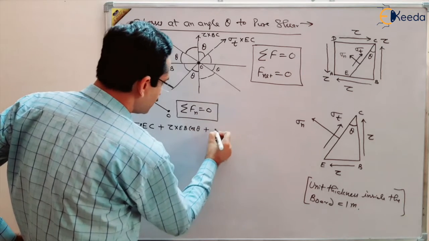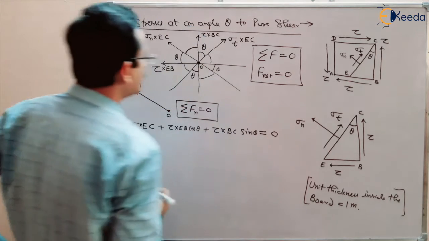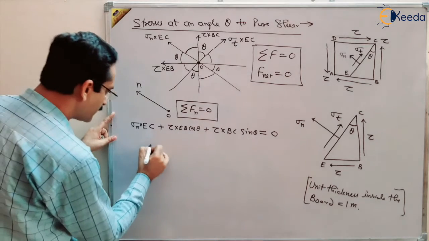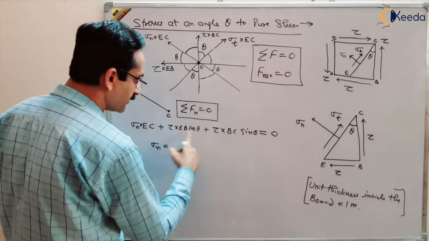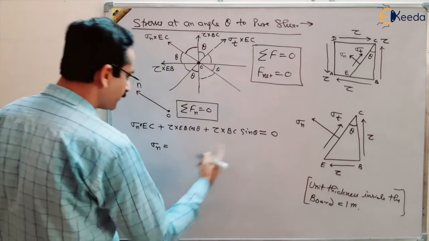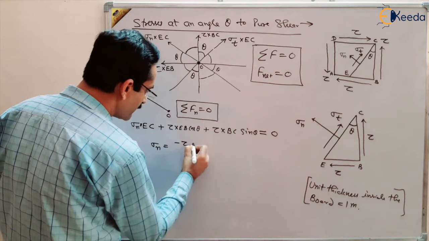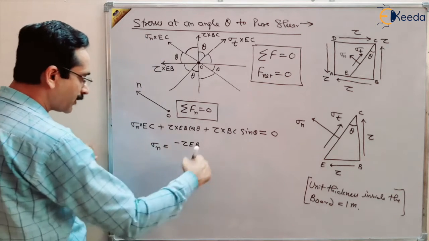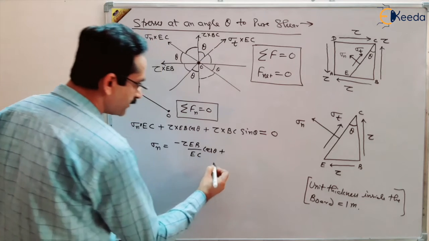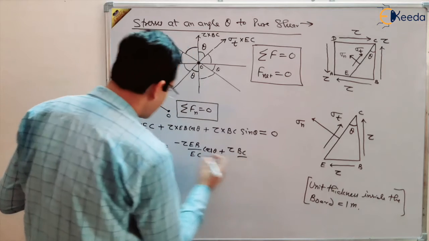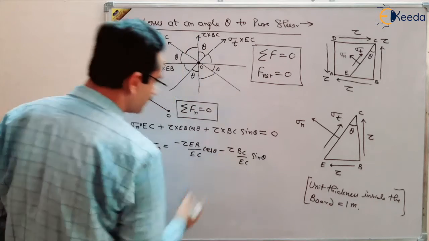So this will be equal to tau into BC sin theta, and that should be equal to 0. Sum of the forces in this direction should be equal to 0. So sigma n will be equal to, this will be negative, when we take it from the equality sign to the other side, this will become negative. So this will be minus tau EB, and this EC will come downward in the denominator. So EB by EC cos theta plus tau BC by EC sin theta. This is negative, minus.